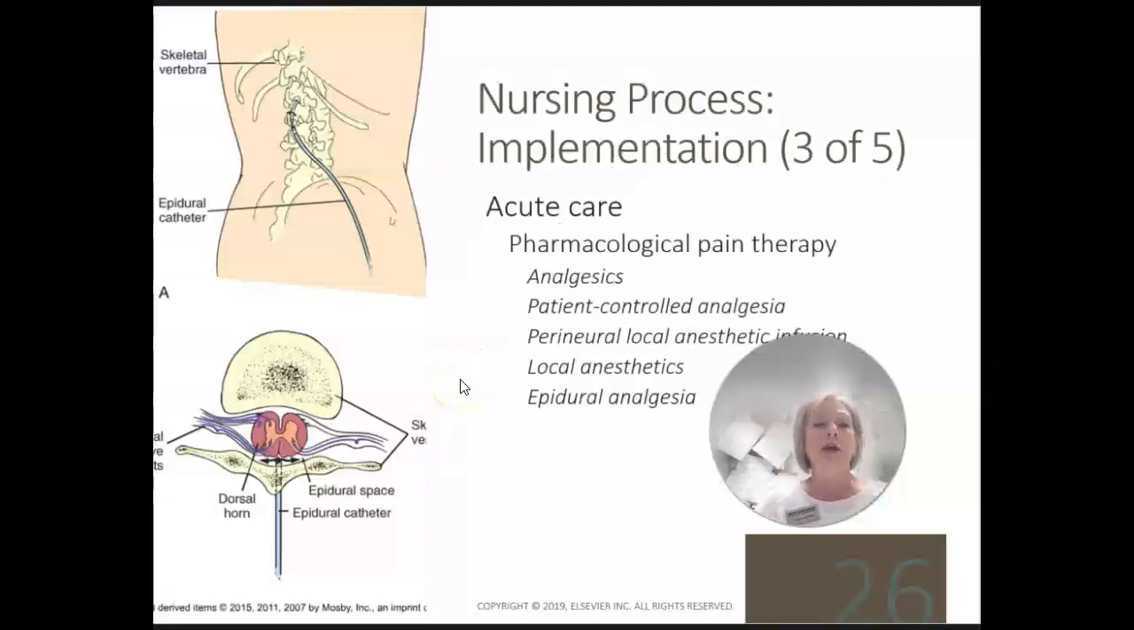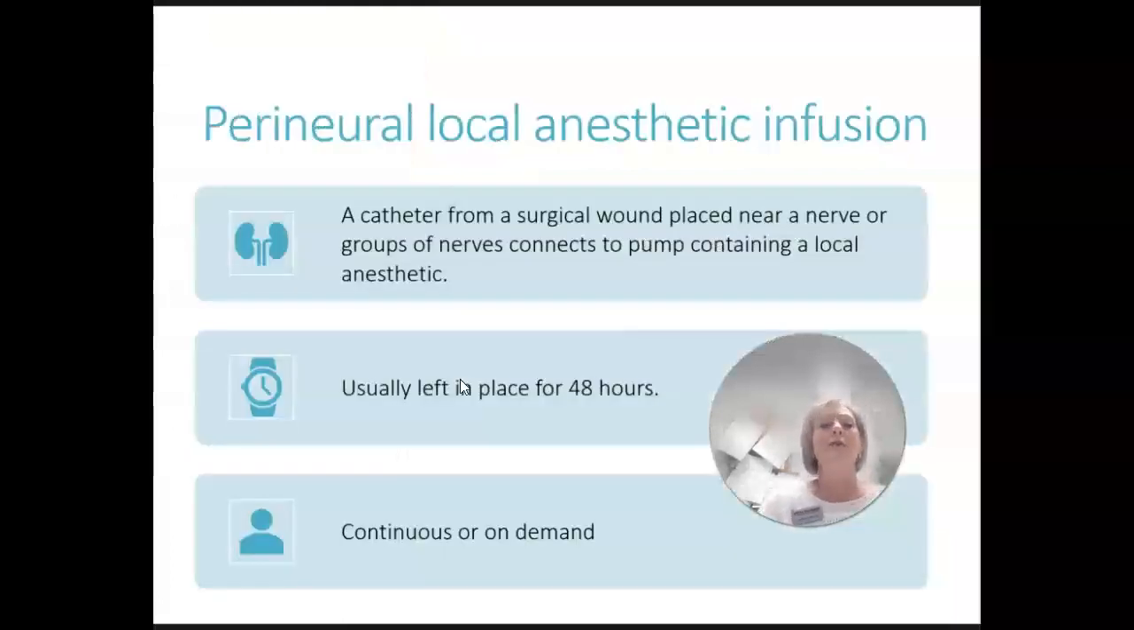Now, going to acute care, we're going to talk about pharmacological pain therapies. This is going to be your analgesics, your PCA pumps, your paraneural local anesthetic infusions, and things that help with the pain at the spinal cord level: local anesthetics and epidural analgesics. If we do a paraneural local anesthetic infusion, we're going to put a catheter from a surgical wound, place it near a nerve or a group of nerves, and connect it to a pump that contains a local anesthetic. So it goes into a specific spot.